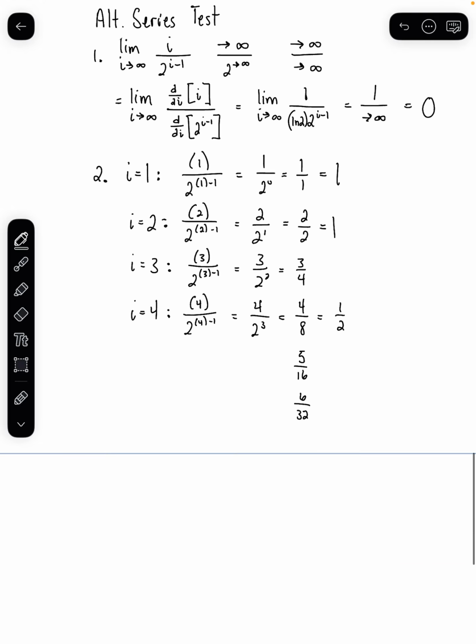A more algebraic approach here would require a little bit more trickery. What we need to show is that (I plus 1) over 2 to the I plus 1 minus 1 is less than or equal to I over 2 to the I minus 1.